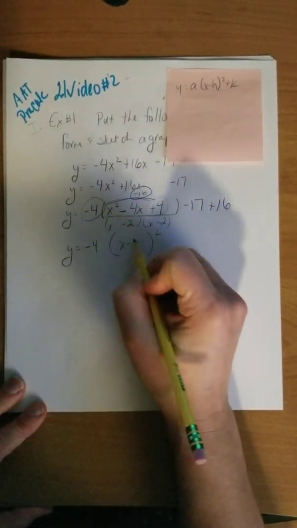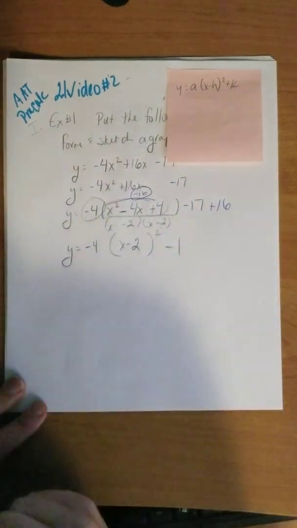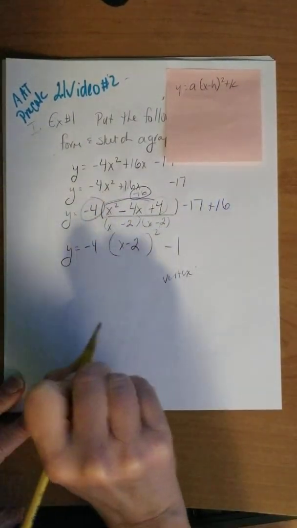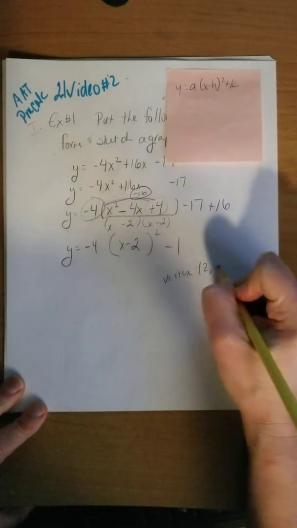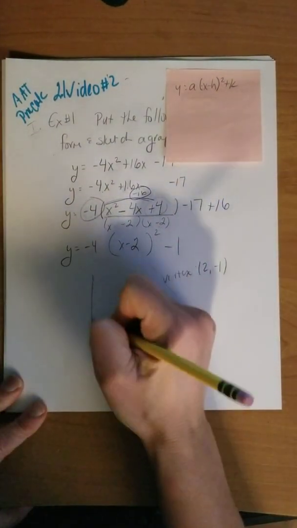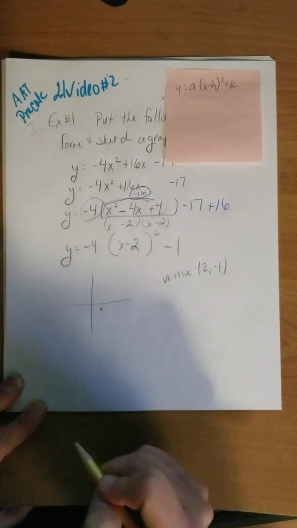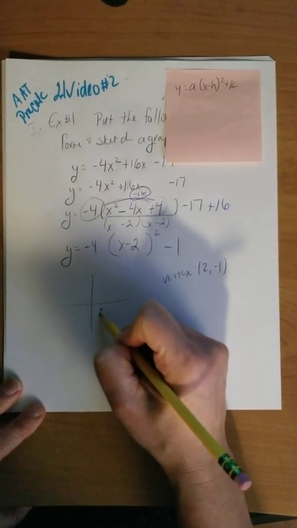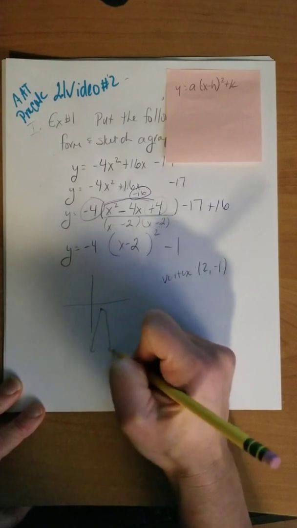This was x minus 2 squared, and that's minus 1. So we would say that the vertex, we would move to the right 2, down 1, right? And if I sketch this, right 2, down 1 would be here. It's going to reflect down, and it's going to be stretched a little bit, and it's flipped down.